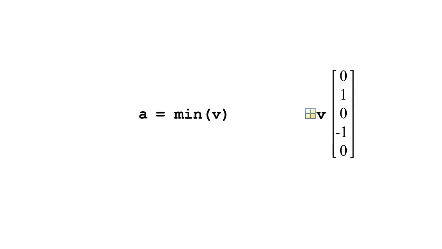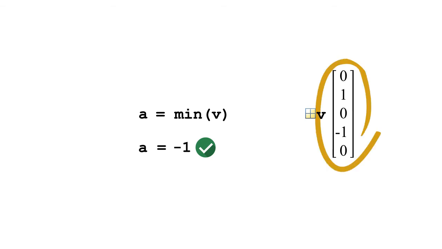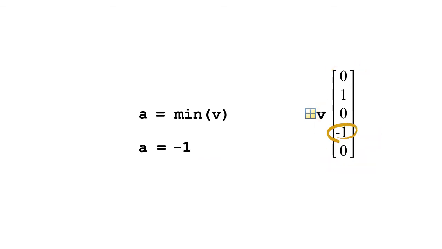Take this command, for example. What do you think it returns? If you guessed -1, you're correct. When we pass a vector to the min function, it returns the smallest value in the vector.